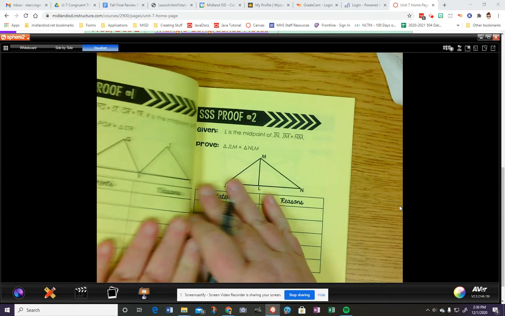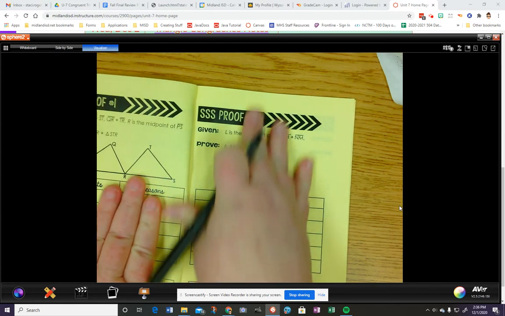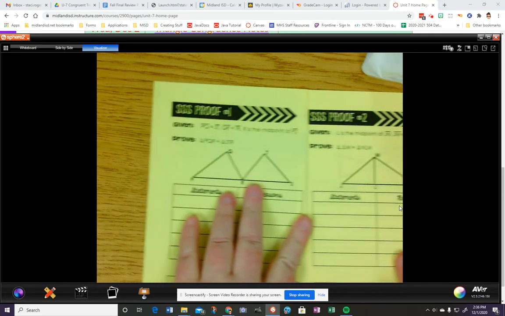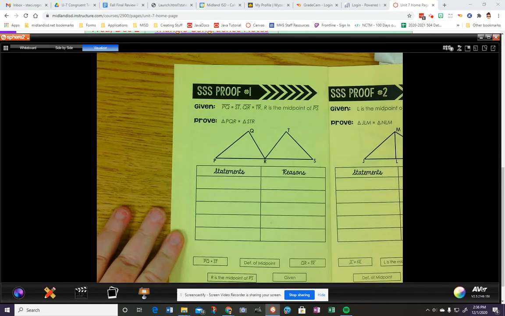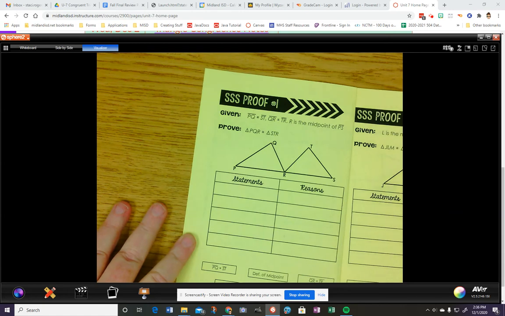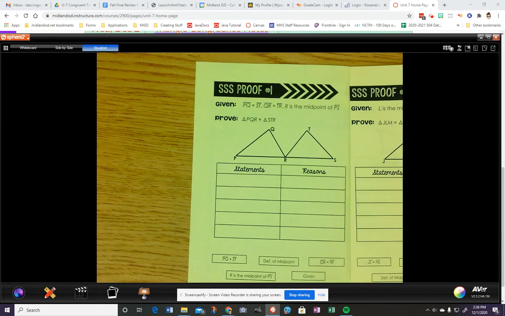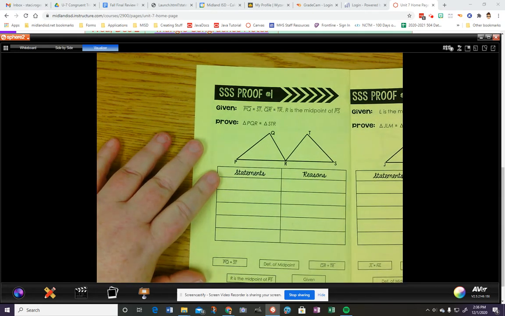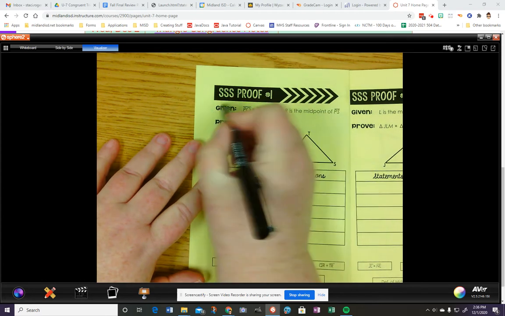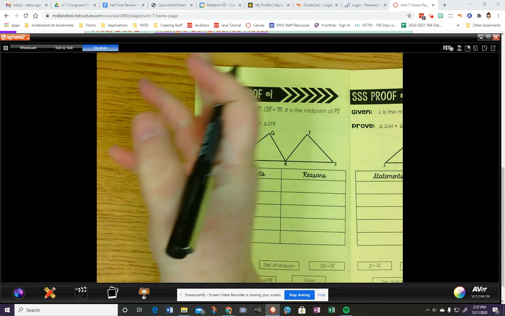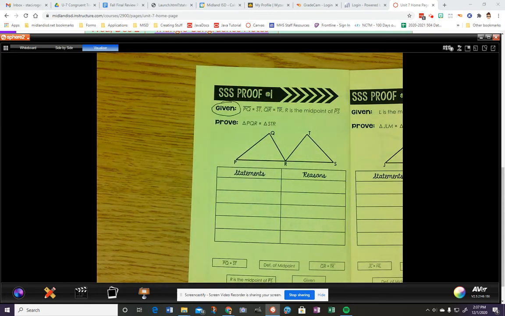You'll find this on the notes page under triangle congruence proofs notes. Let's start on the first one. We're going to talk about doing a sandwich proof, the sandwich method. So let's look at what this is. We're given this. It's like they're saying, here's what we start with.